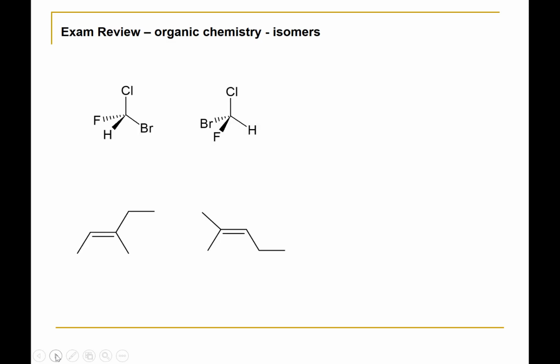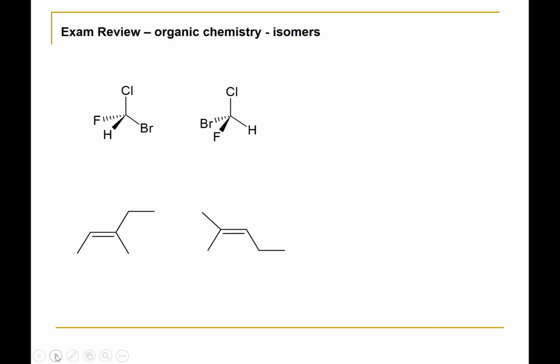So let's look at our first pair of molecules at the top of this slide. You can see that the central carbon is attached to a bromo, chloro, fluoro, and hydrogen. Therefore, they have the exact same attachment of atoms. It's not possible for these to be constitutional or structural isomers. They potentially can be enantiomers. Now, obviously, they can't be diastereomers because they don't have the carbon-carbon double bond structure.